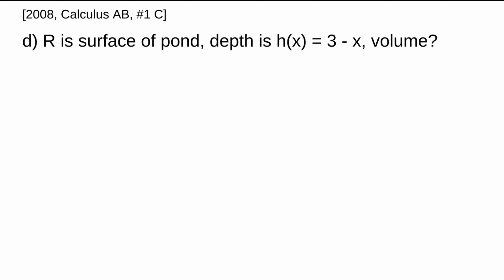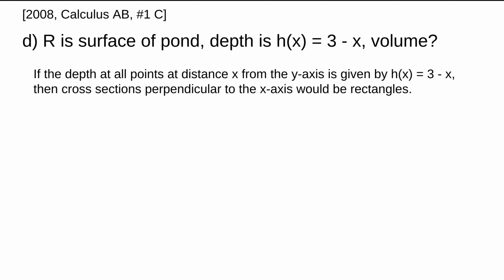In part D of this question, we are told that R is the surface of a pond, and that the depth of the water at any distance x from the y-axis is 3 minus x. And we are asked to find the volume of the pond. Well, if the depth at all points a distance x units from the y-axis is h of x equals 3 minus x, then cross sections perpendicular to the x-axis would be rectangles.